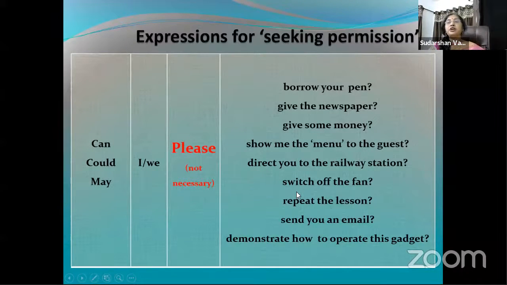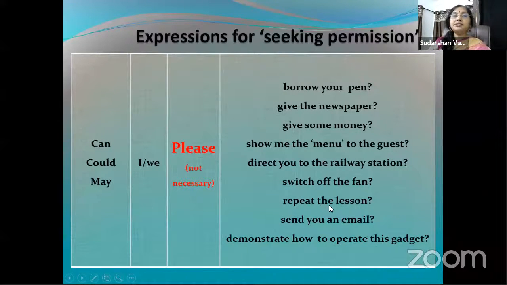For example, two of them are talking, but A is requesting B to direct somebody to the railway station. They are unable to do that. Then C says, can I direct you to the railway station? Shall I help you? Because B is unable to help, C can always say, may I direct you to the railway station? May I switch off the fan?